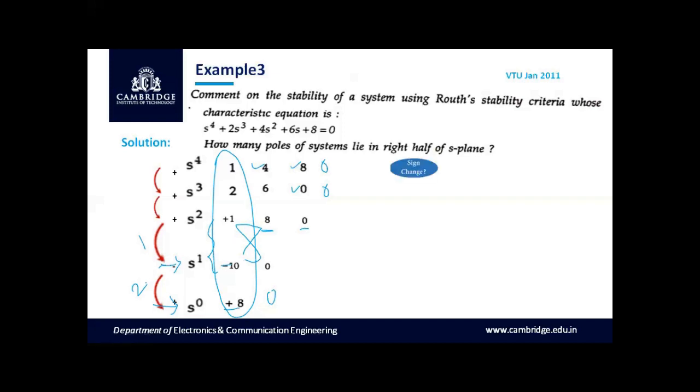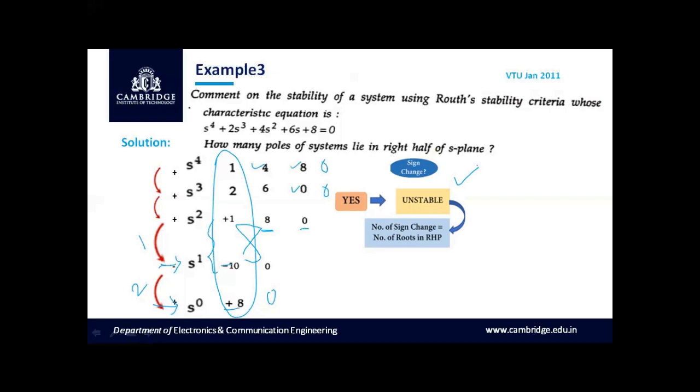Hence, do we have any sign changes? This is what I told you from the beginning. You should keep on asking this question. Sign changes? Yes, I have a sign change. And how many? There are two sign changes. As there is a sign change, the system becomes unstable and the number of sign changes will be equal to number of roots in the right half plane.